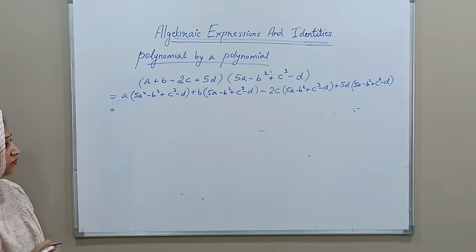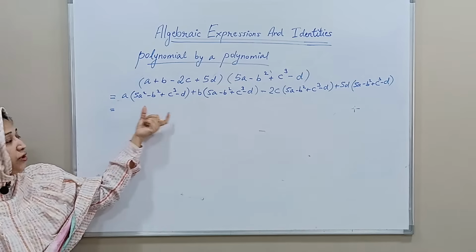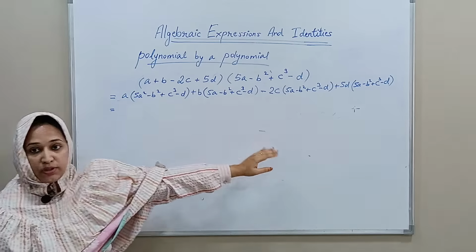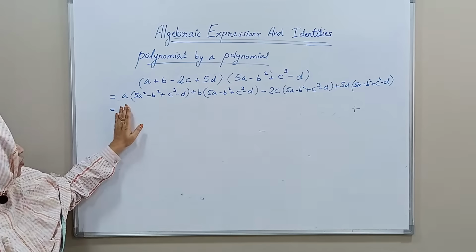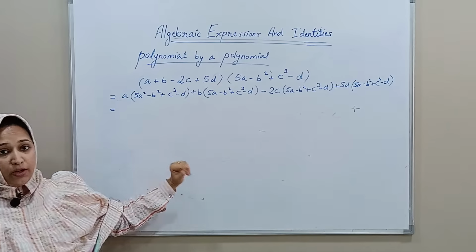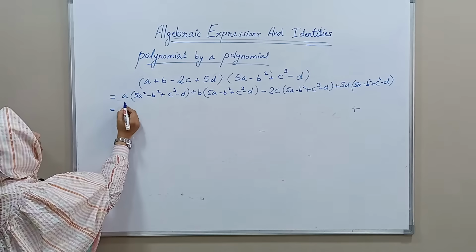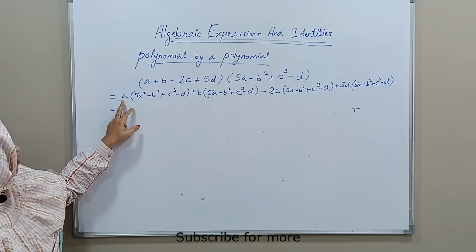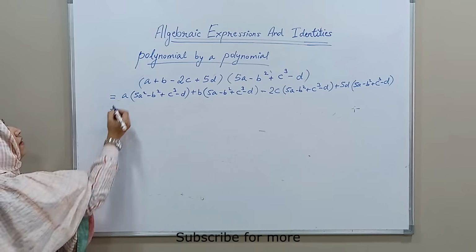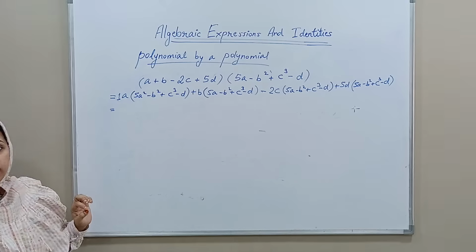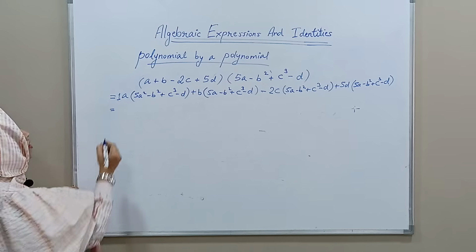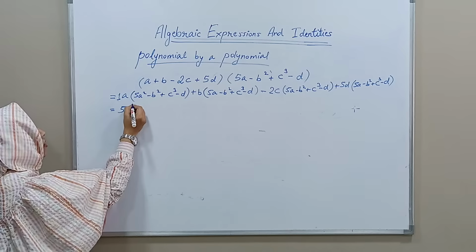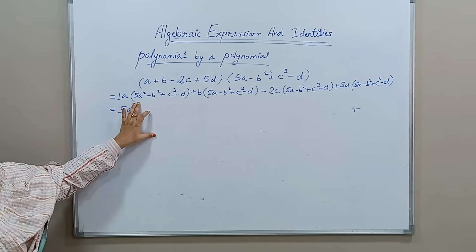Now this has become a monomial into a polynomial, so it is simplified. Now multiply a with all the terms. This time we will try to do this orally and write down the answer. So a into 5a square: a has 1 by default as the coefficient, so 1 into 5 is 5, and a into a square is a cube. So we completed the first term.